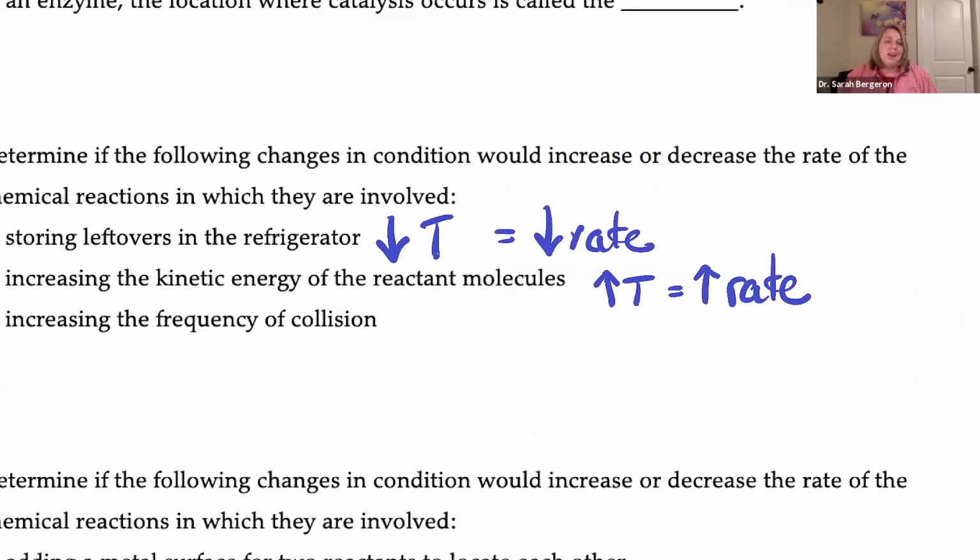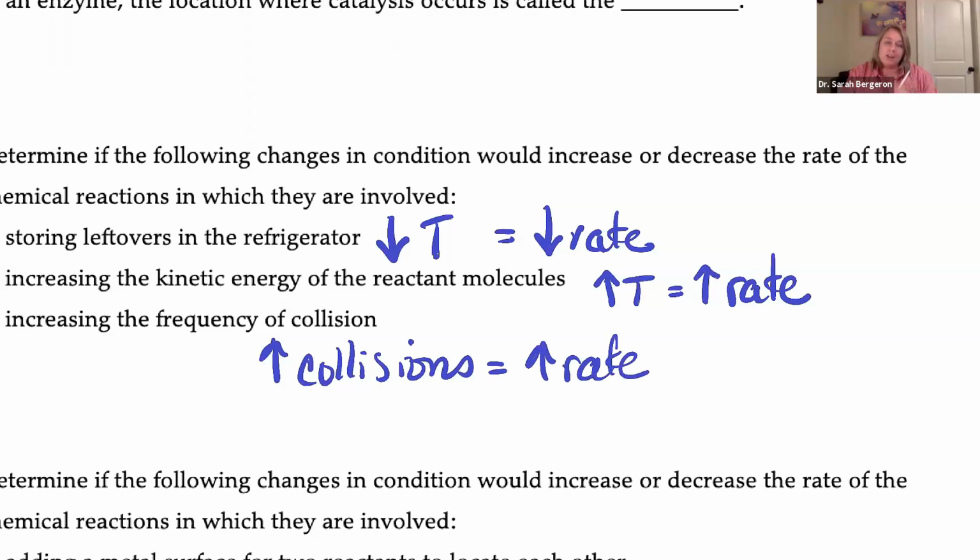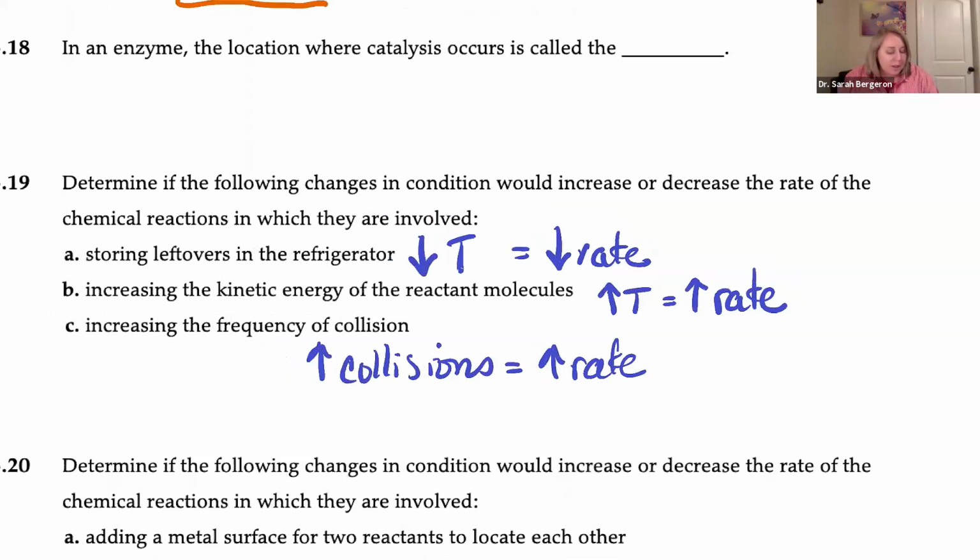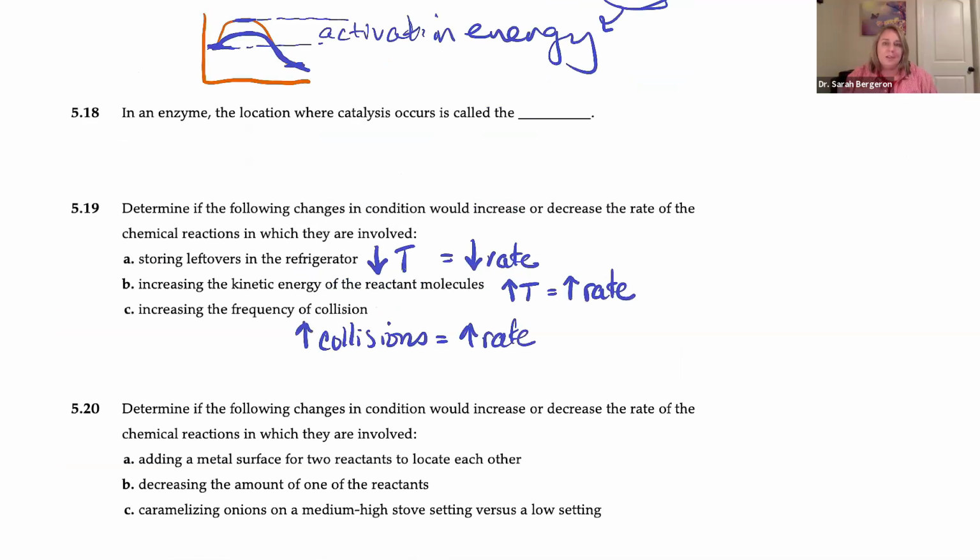Okay. Increase the frequency of collisions. So for whatever reason, however you get to that point, if you are increasing the frequency of collisions, the more collisions I have, one after another, not every single one's going to be productive, but the more collisions I have, the more productive collisions I'm going to have. So if I increase collisions, I'm going to increase my rate. So reaction rates are all about collisions. More collisions, more rate. All right, I think that's the last one. Yep. All right, that's the end of 5.2.